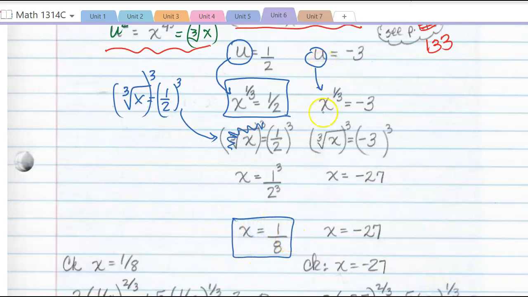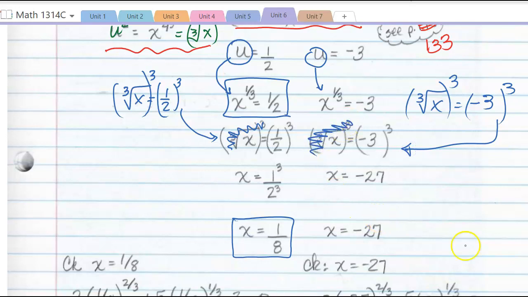We do the same thing over here. We're going to rewrite this as the cube root of x is equal to -3. I'm going to cube both sides so I can get rid of the cube root. And when I do that, I get this right here. The cube root and the cube cancel, so that's how I get x. And -3 cubed is -3 times -3 times -3, which is -27. So I have found that x can be either 1/8 or x can be -27.